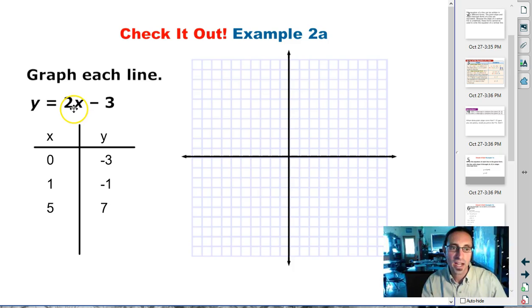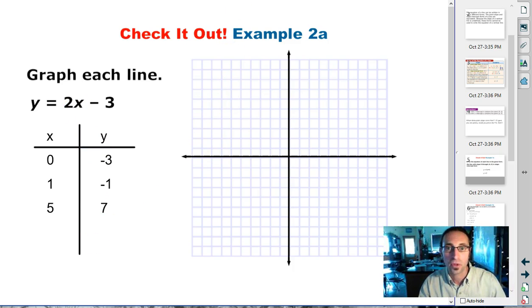I'm going to plug in 0 into x. 0 times 2 is 0, minus 3 is minus 3. I can plot that point. Plug in 1. 1 times 2 is 2, minus 3 is negative 1. Plug in 5. 5 times 2 is 10, minus 3 is 7.